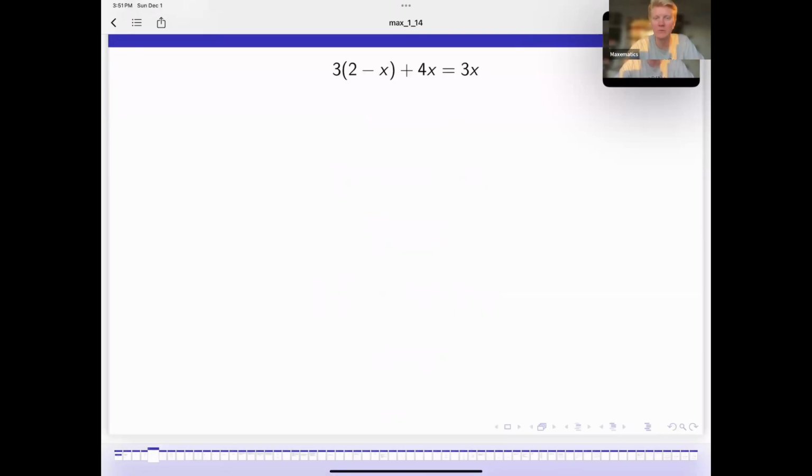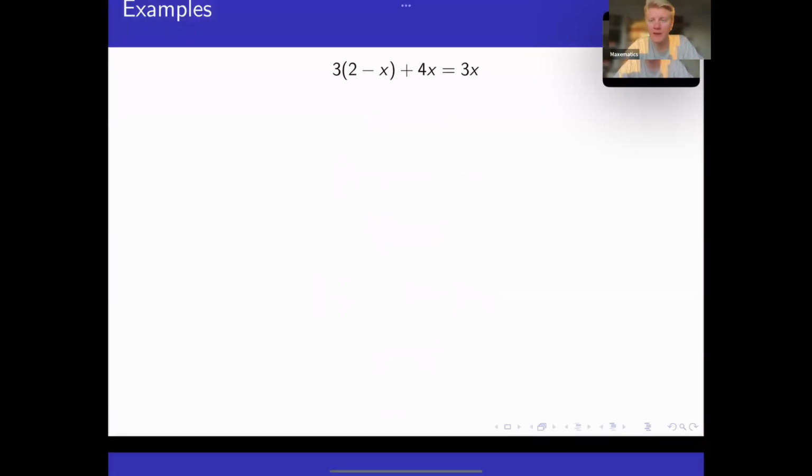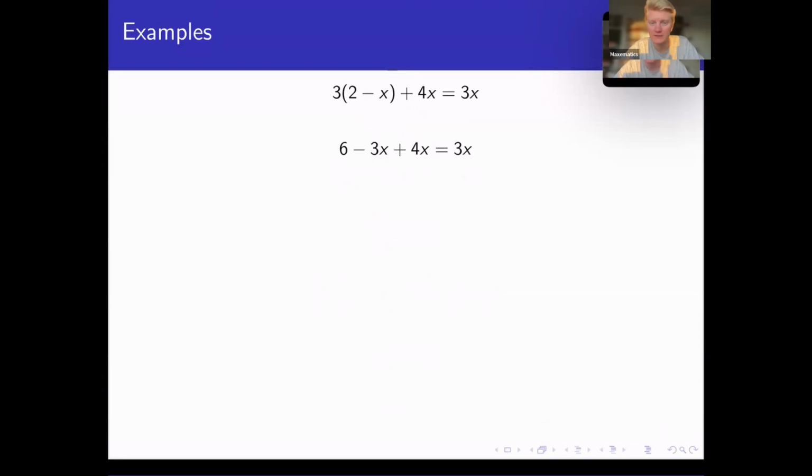Okay, let's continue. 3 times 2 minus x plus 4x equals 3x. Well, PEMDAS, take care of parentheses first. So why don't we distribute 3? 3 times 2 is 6. 3 times negative x, negative 3x. Okay, well, we have multiple x's on one side, so why don't we combine like terms?